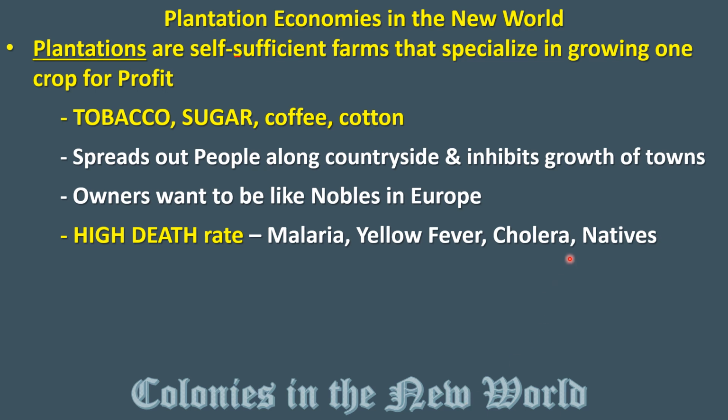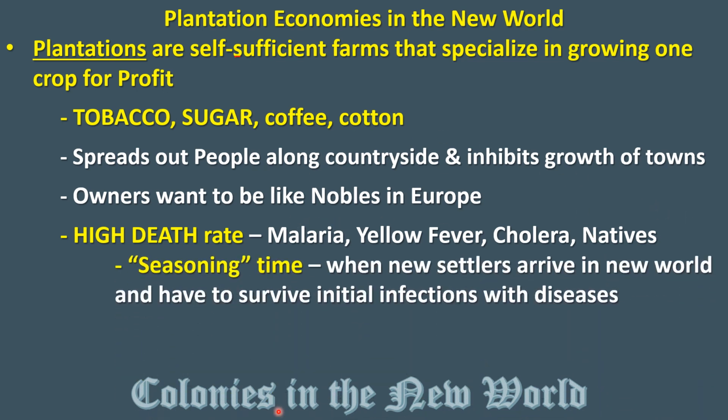Diseases are rampant, so cholera, which basically causes you to throw up and poop yourself to death, as well as attacks from natives, but natives are also included in this high death rate as well. So most Europeans will describe showing up in the New World and undergoing a seasoning time. This is when new settlers arriving in the New World would have to survive their initial infections with these diseases, from malaria and yellow fever.